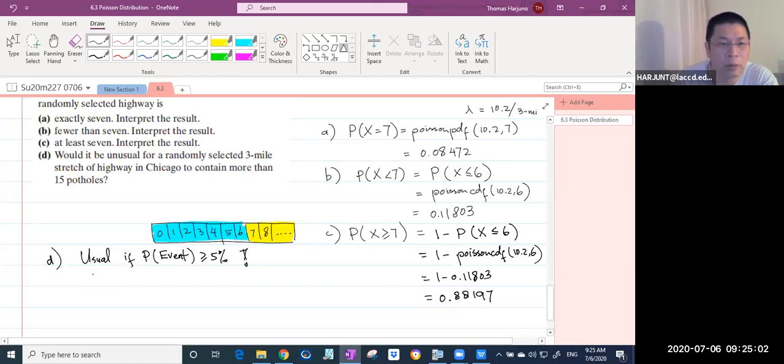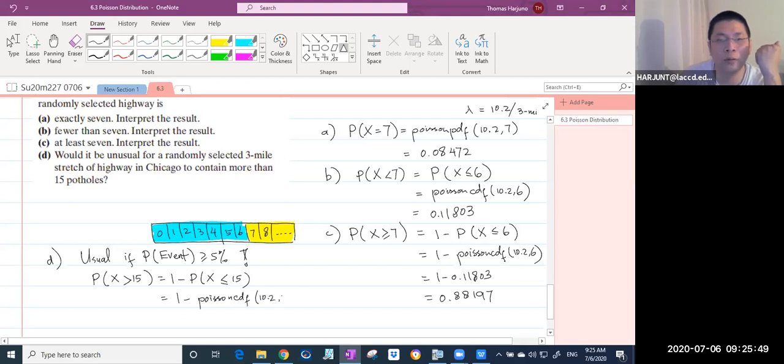I need to find the probability that X is greater than or equal to 15. That's equal to 1 minus the probability that X is less than or equal to 14. Oh, I'm sorry. It's more than 15, so it should be greater than 15 here, not including 15. Now the complement of more than 15 is at most 15. So this is 1 minus Poisson CDF, 10.2 and 15.